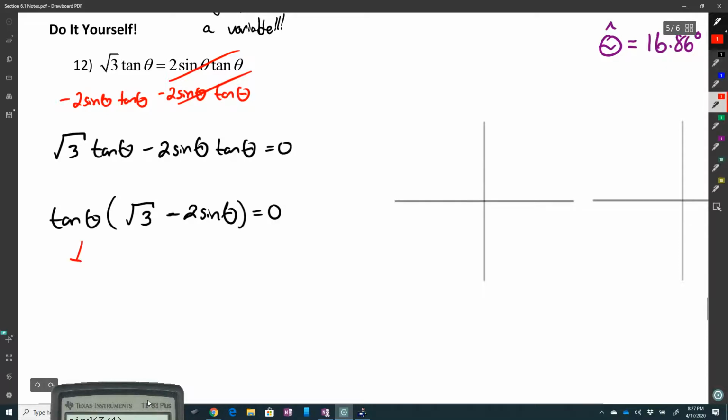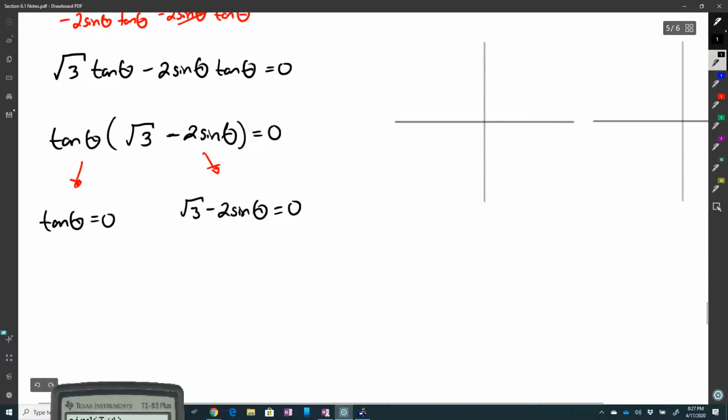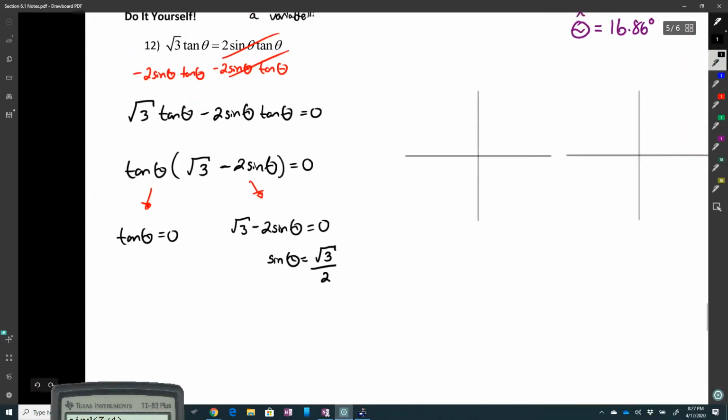And since we did it this way, we don't lose solutions. So now I have tangent theta equals 0, and square root of 3 minus 2 sine theta equals 0. So this means sine theta is equal to, I subtract the square root of 3, divide by negative 2. So that becomes positive square root of 3 over 2. And we work them out.